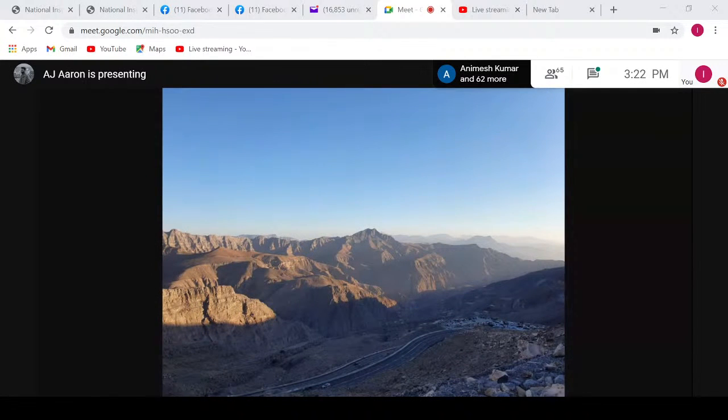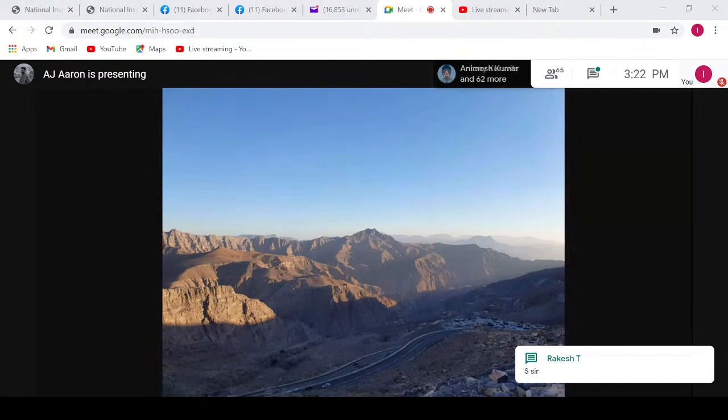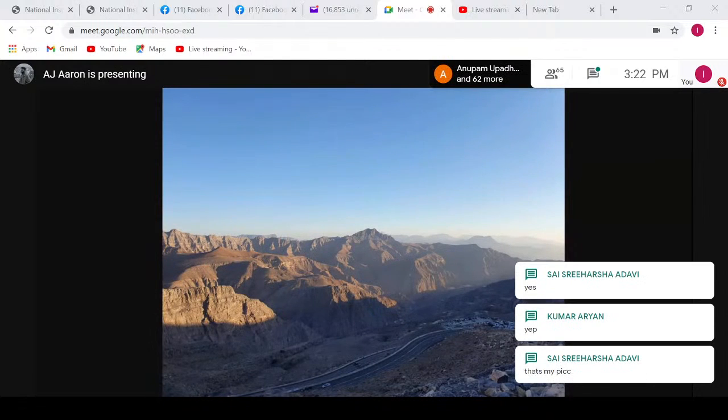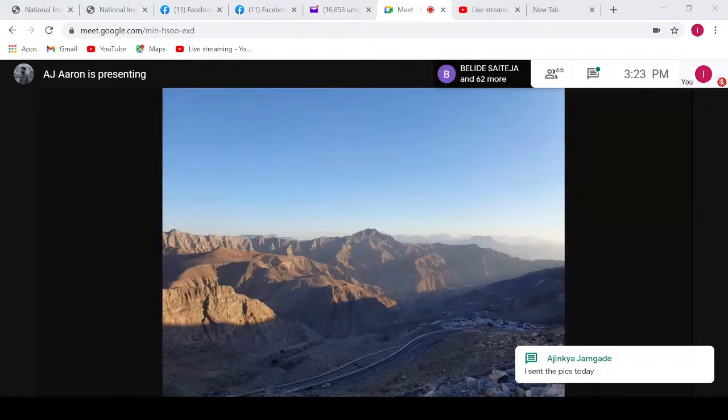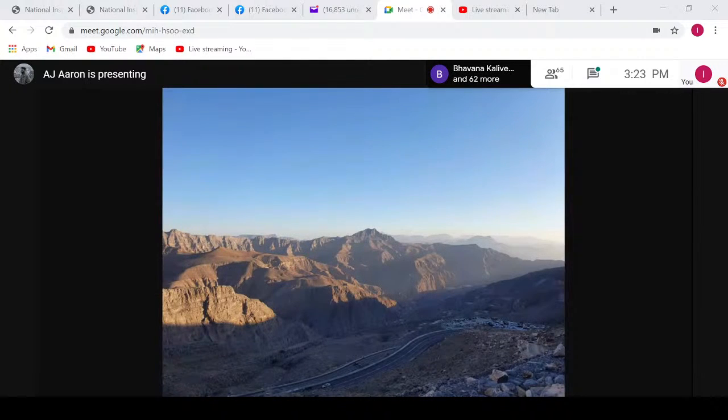Can you guys see the image? Let's start with this. Sriharsha Adavi says that's my pick. So let's talk about the rules that Sriharsha has used here to compose. Why do you think the image is interesting? What is interesting in it? Type in your responses in the chat and we'll discuss.